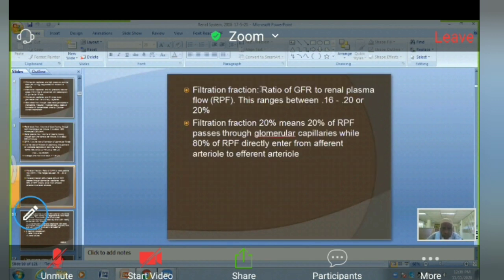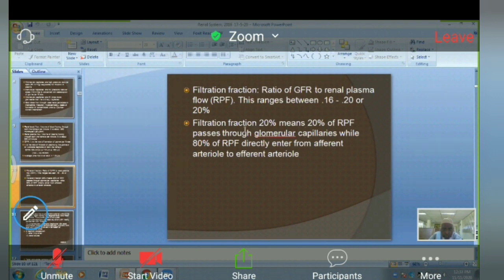Filtration fraction. We will be continuing with very few points, but this filtration fraction is important. The ratio of GFR to renal plasma flow is called filtration fraction. This ranges between 0.16 to 0.20, or on average it is 20%. Filtration fraction of 20% means 20% of the renal plasma flow passes through the glomerular capillaries into the filtrate, while 80% passes from the afferent arteriole to the efferent arteriole. Is it clear?